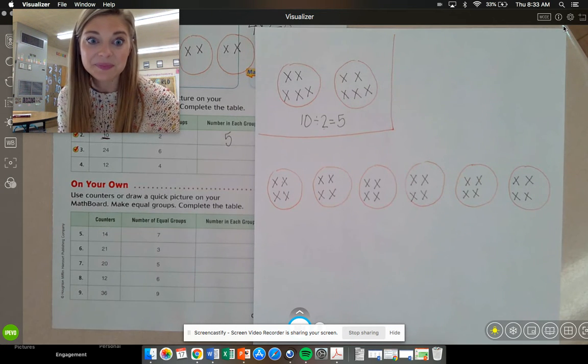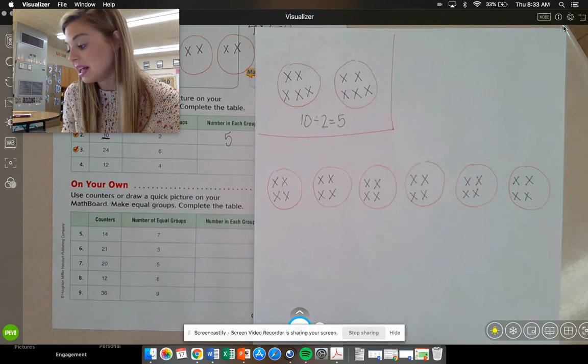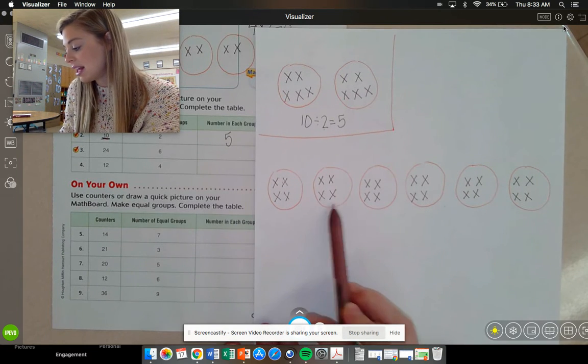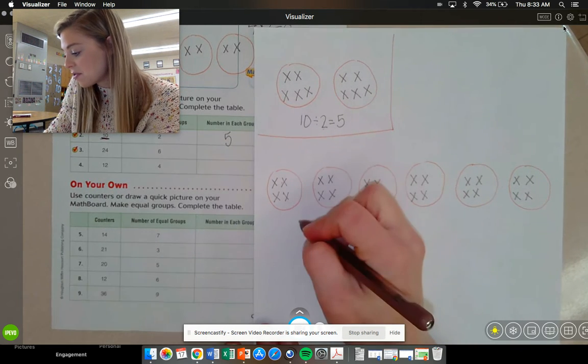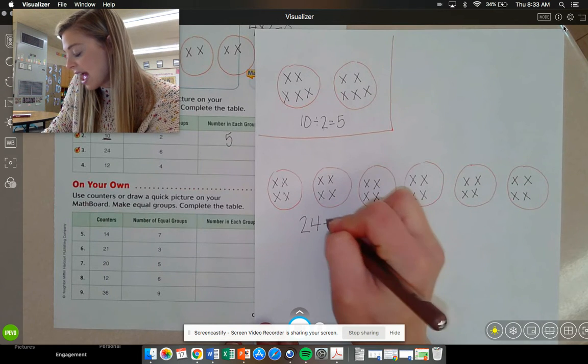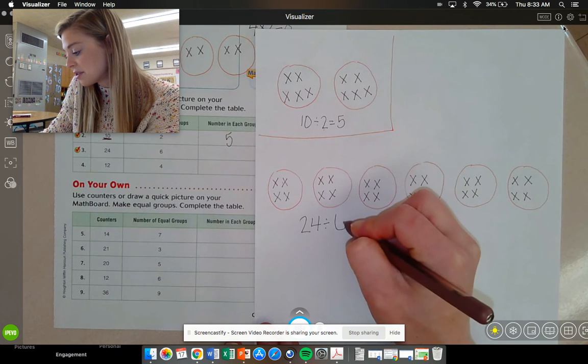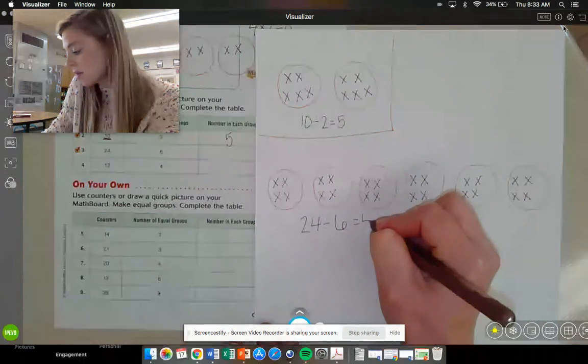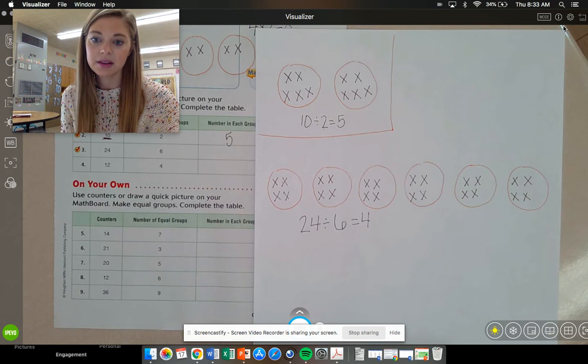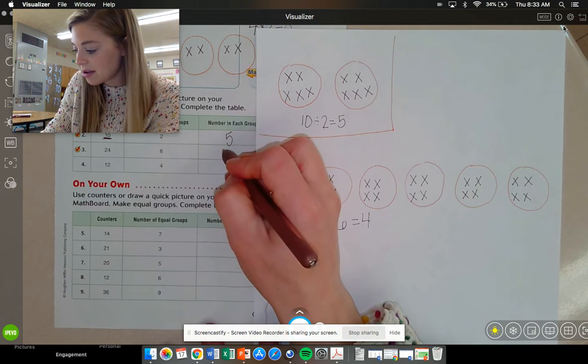All right, now, hopefully you got 4 in each group. I got 4 in each group. So I had 24 counters. I had divided by 6 equal groups, and that equals 4. So I had 4 counters in each group.